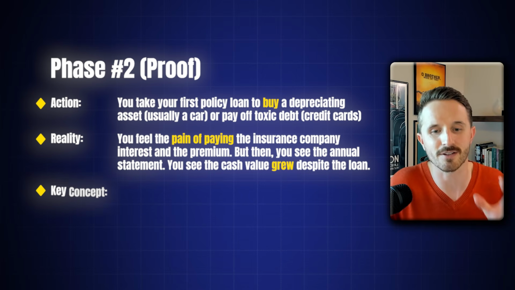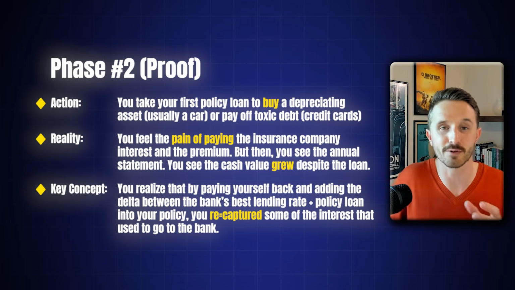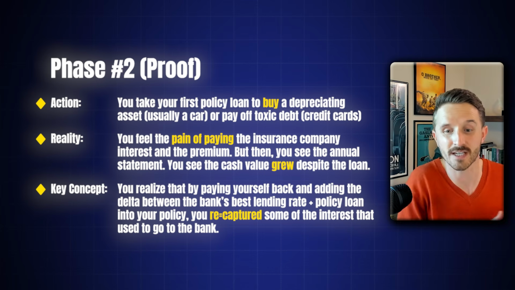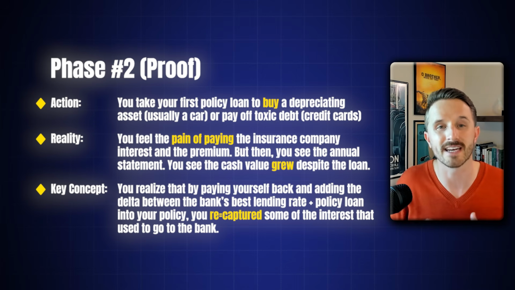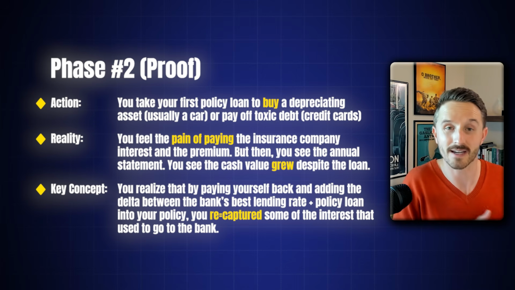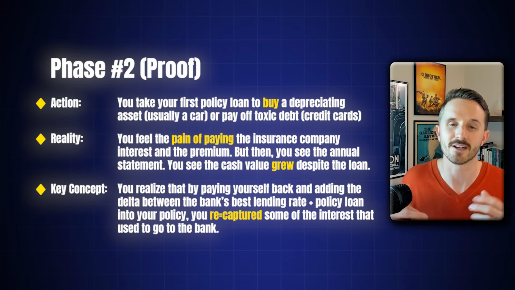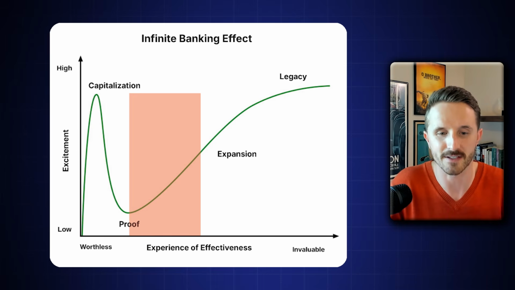And the key concept here is that by paying yourself back and adding the delta, right, between the bank's best lending rate that you could have gotten outside of your policy and the policy loan back into your policy, you're going to recapture some of that interest that would have otherwise gone to the bank. And this is the power of infinite banking: you're trying to recapture some of that interest back into your own economy.